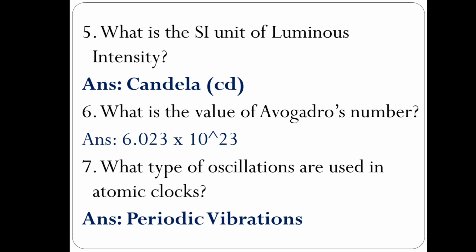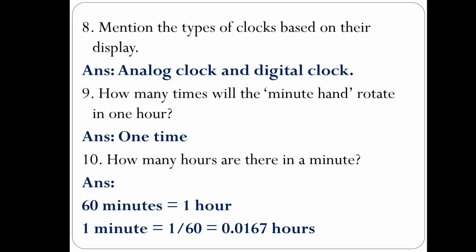What type of oscillations are used in atomic clocks? The atomic clocks use periodic vibrations. That is, periodic oscillations are used in the atomic clocks. Mention the types of clocks based on their display. Based on the display, the clocks are classified into two types. They are analog clock and digital clock.